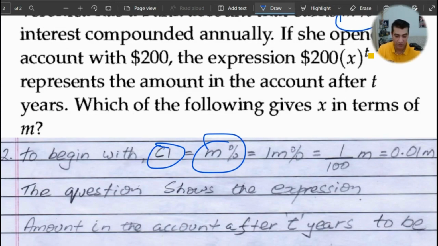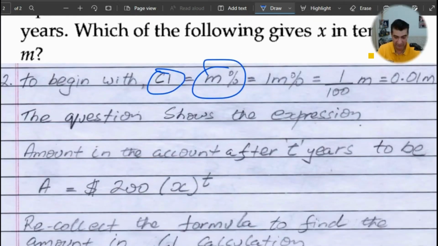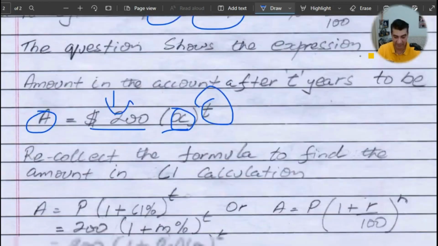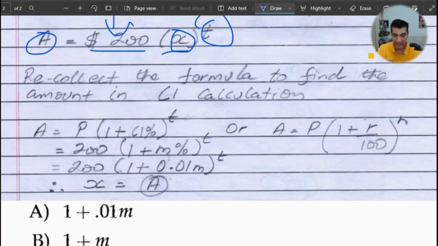The question shows the expression for the amount in the account after t years to be the amount. This is the principal, $200. This is your compound interest and this is the time. Recollect the formula to find out the amount in the compound interest calculation.